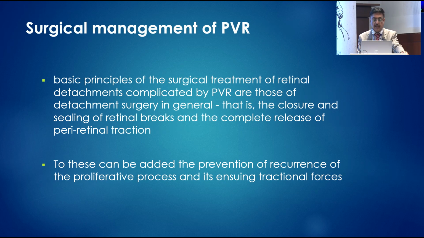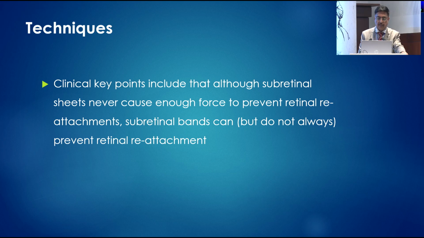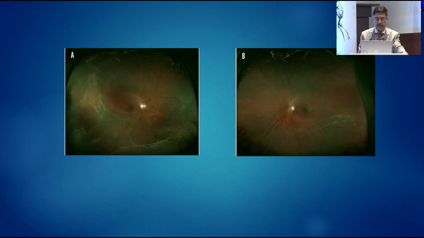Closure and sealing of all retinal breaks and release of periretinal traction are the two major principles. And it's out of the scope of this lecture, but prevention of recurrence should be part of management. Key points are that sheets, as I told you, never cause enough force to prevent attachment. Bands sometimes have to be removed, not always.